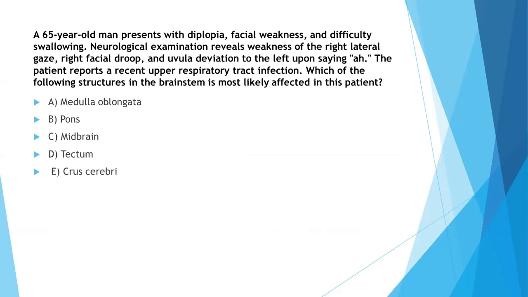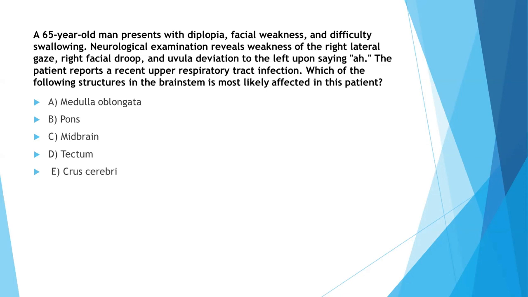Let's discuss one more question. Which of the following structures in the brainstem is most likely affected in this patient? A 65-year-old man presents with diplopia, facial weakness, and difficulty swallowing. Neurological examination reveals weakness of the right lateral gaze, right facial droop, and uvular deviation to the left. The patient reports a recent upper respiratory tract infection. Which of the following structures in the brainstem is most likely affected in this patient?